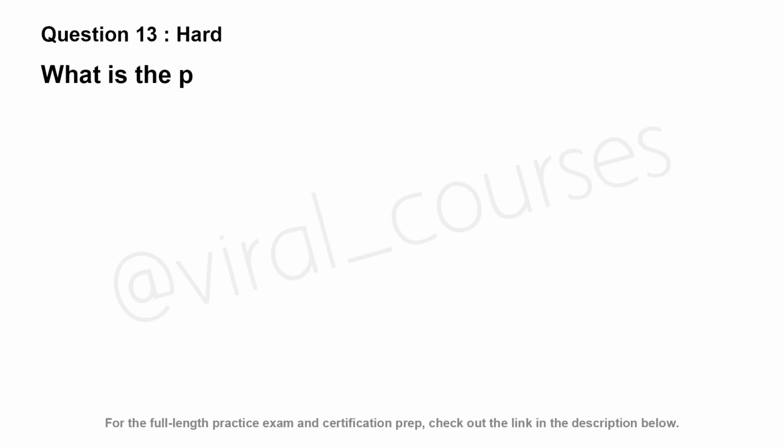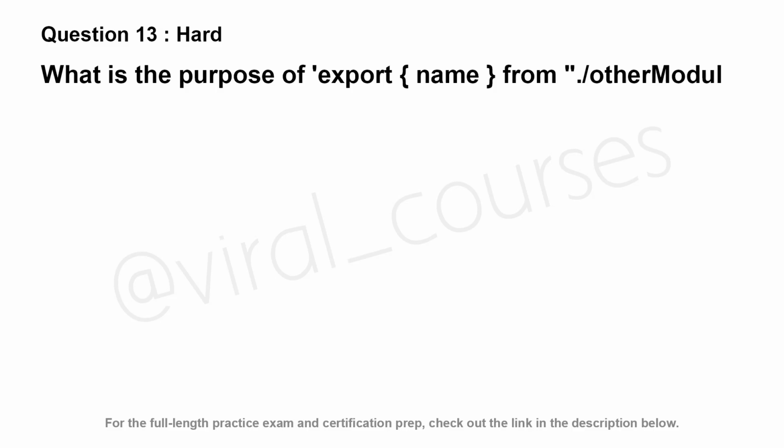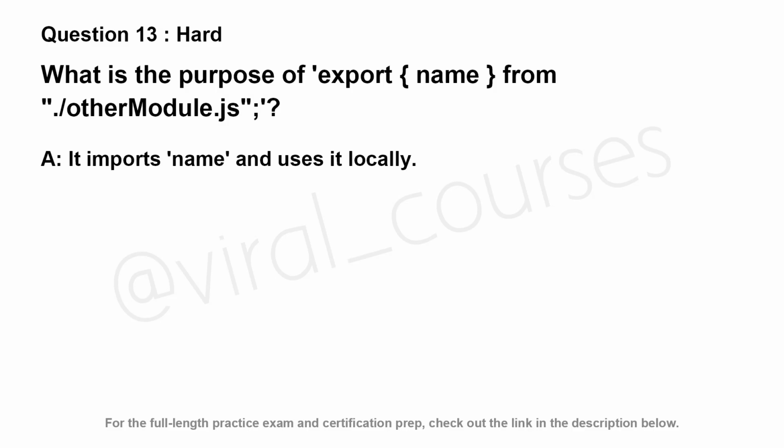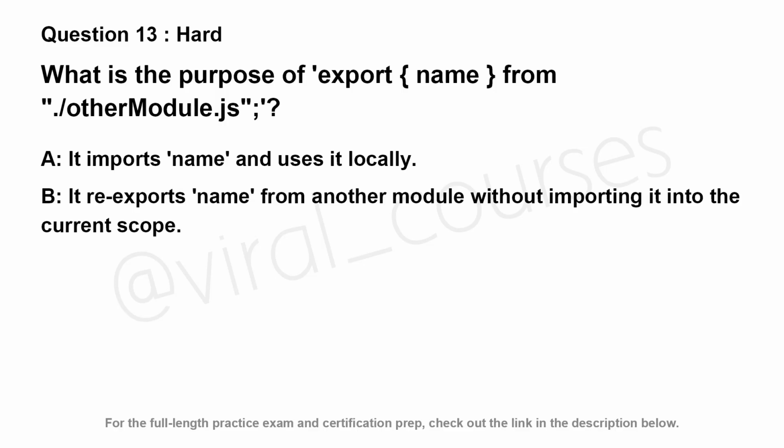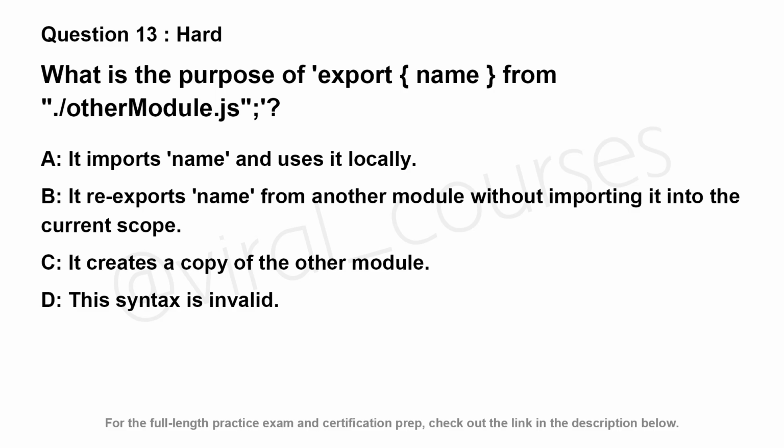What is the purpose of export { name } from './authormodule.js'? Option A. It imports name and uses it locally. Option B. It re-exports name from another module without importing it into the current scope. Option C. It creates a copy of the other module. Option D. This syntax is invalid.